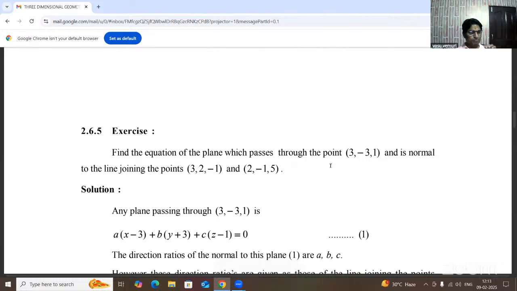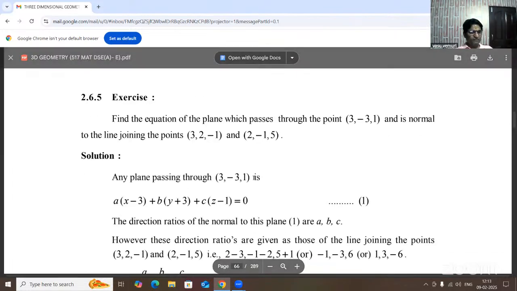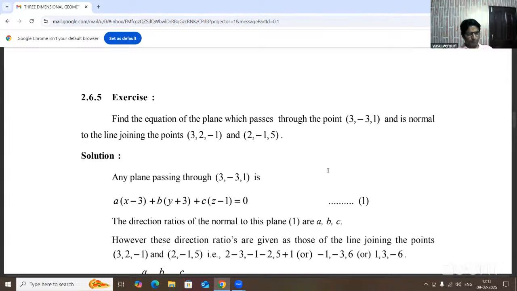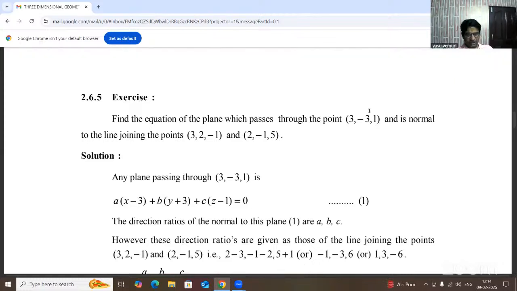First of all, you must understand the given problem. And again, this problem is also very simple. 2.6.5. Find the equation of the plane which passes through the point 3, minus 3, 1, and again it is normal to the line joining the points. So according to this point, first of all we write the plane equation A of x minus 3, B of y plus 3, plus C of z minus 1 equal to 0. That is the first equation.